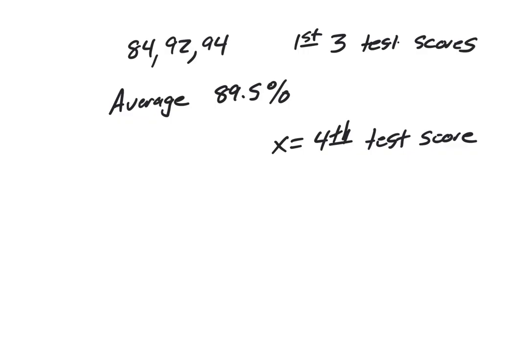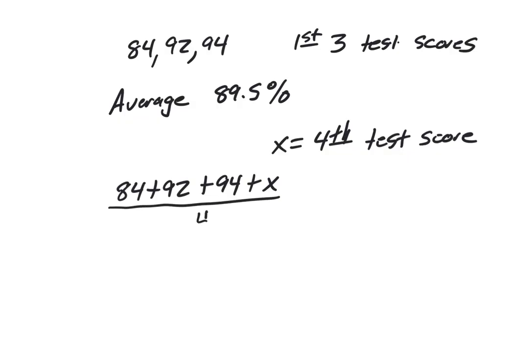Okay, so how do we find the average of something? Yep. Okay, so we're going to do 84 plus 92 plus 94. Now here's the trick. We don't know what that 4th test score is, but we're going to add it in, okay? But it's an unknown. And because we're adding that 4th test score in, we're going to add it up and divide by 4. And we want to score at least an 89.5 average.